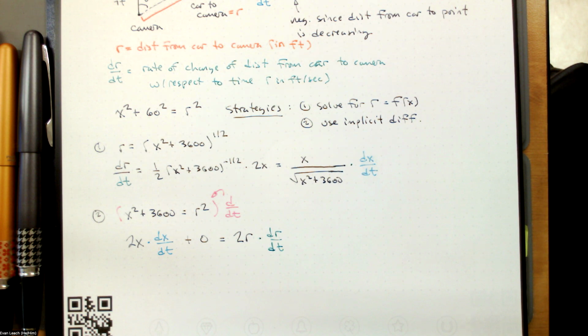The important thing we want to recognize here is that we can't just say the derivative anymore. We have to know the derivative with respect to what variable. And in this case, we have to know that we're doing implicit differentiation because r and x are related to each other.